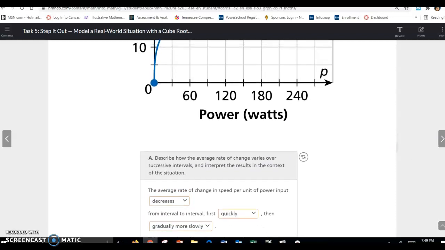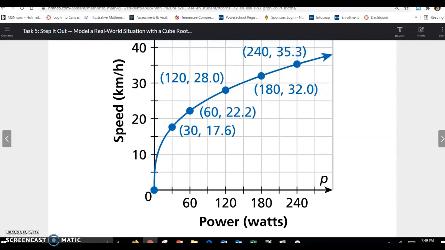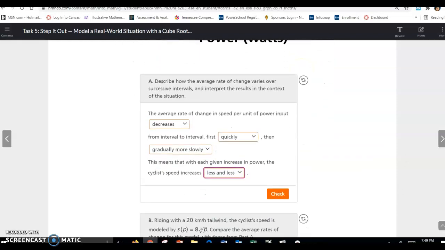Alright, so you can see that the average rate of change in speed, at first it's a lot, and then it's going to decrease as it gets further along the graph. So first it's quick and then it's more slowly.